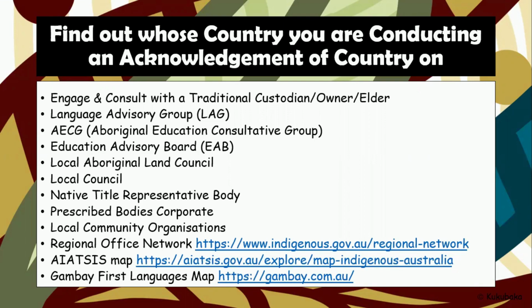Some places I've written here in this list are ways that you can find where these traditional custodians, owners or elders may be based in the community, or key contacts to help you introduce yourself to them, meet with them, and then engage and consult with them. So some examples are language advisory group. There may be one in your community. These may also be known as an Aboriginal Education Consultative Group or an Education Advisory Board.